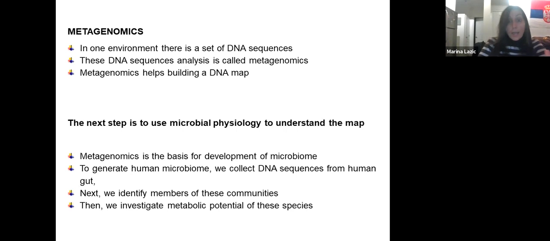So once you have the DNA map, you know which sequences exist in, let's say, the gut or in soil or in any other environment. This is a basic step. This is the basic step that needs to be used later.